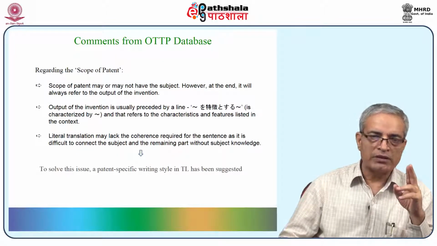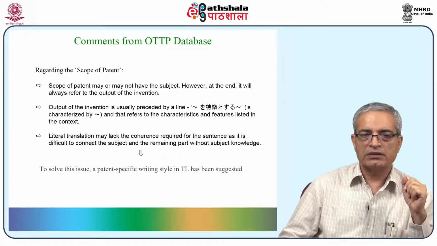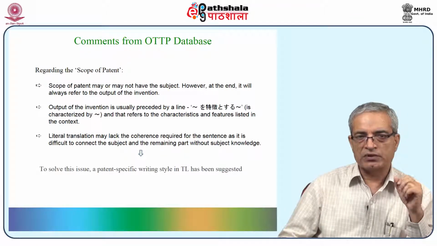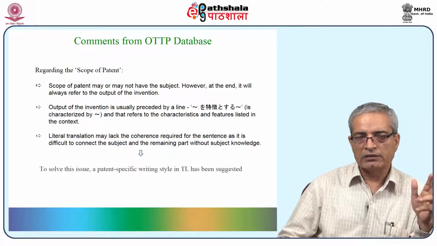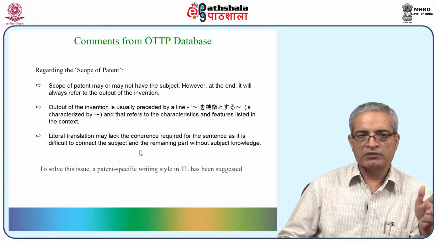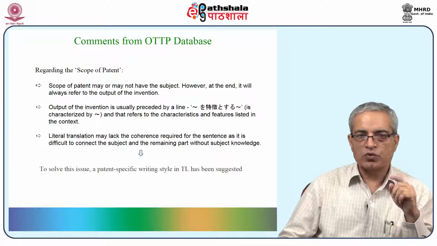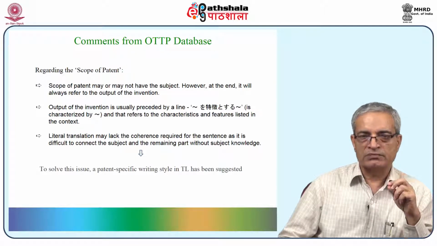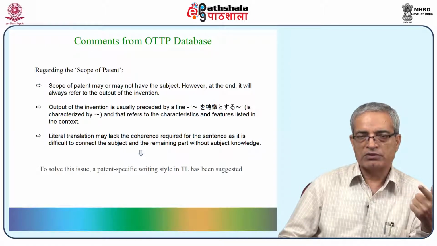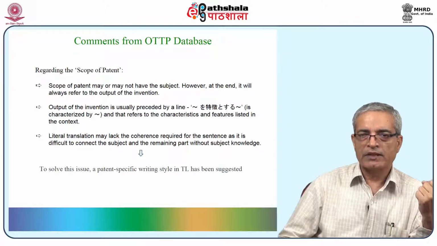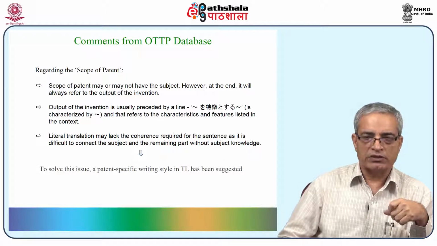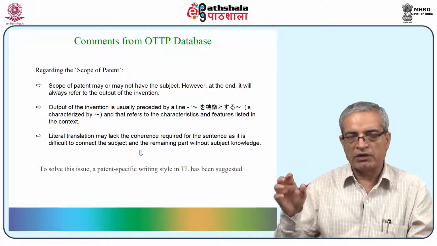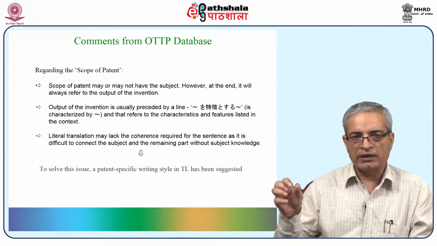Regarding the scope of patent, there are 2 or 3 very relevant observations which were compiled during the learning, when the trainees were guided there. First is that the scope of patent may or may not have the subject. That was found in this case because the topic, or the subject, was actually in the title of the invention. However, at the end, it will always refer to the output of the invention. That means what it is talking about, that will come in the scope at the end.